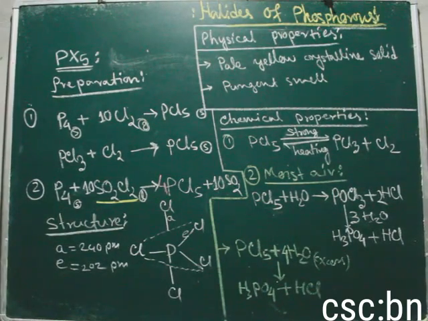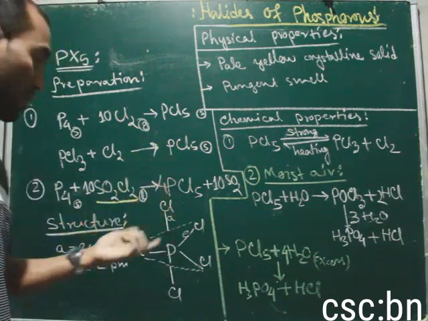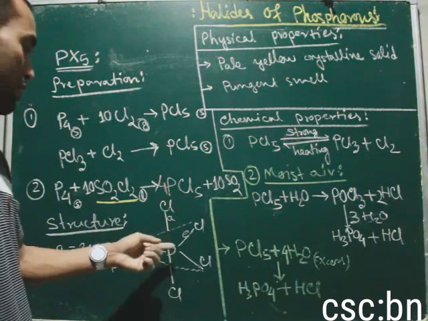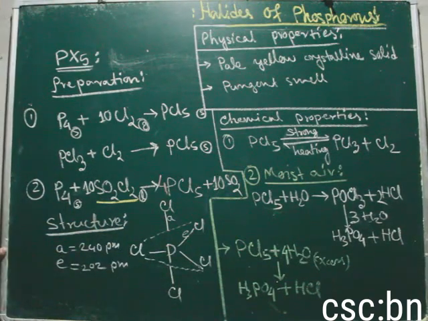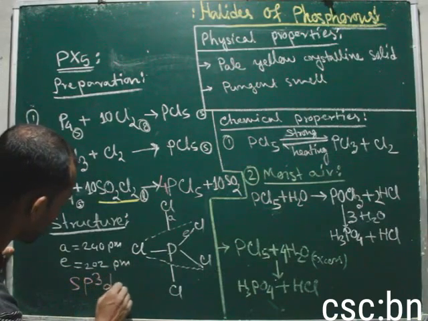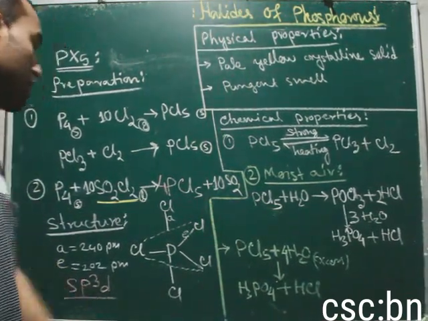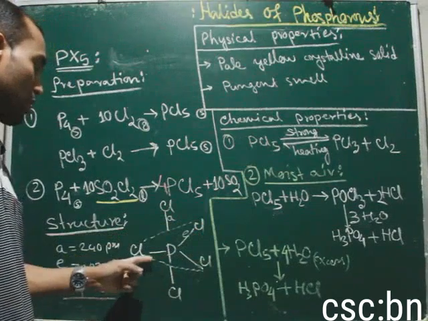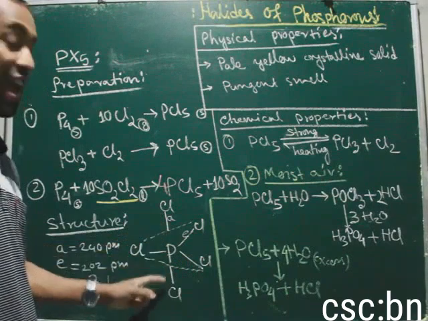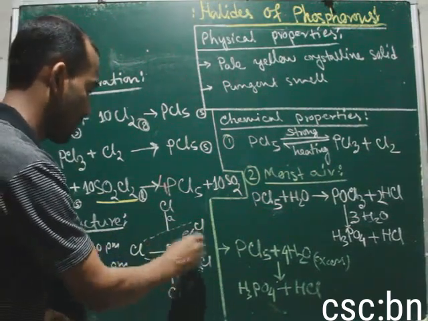We already discussed the structure in one lecture, but I am going to explain it again. According to VSEPR theory, its hybridization is sp3d. There are 3 chlorine atoms at the equatorial position and 2 chlorine atoms at the axial position. These are called axial chlorine and these 3 are called equatorial chlorine.